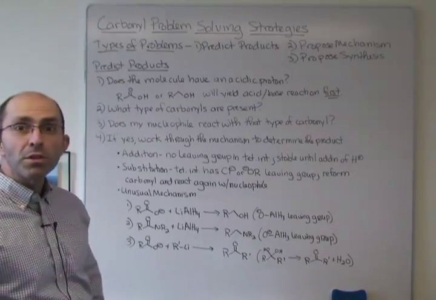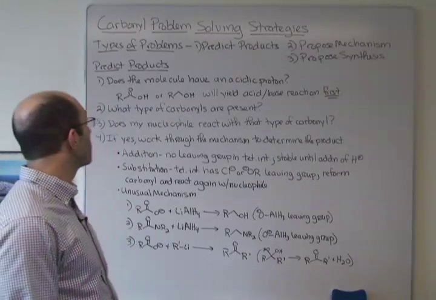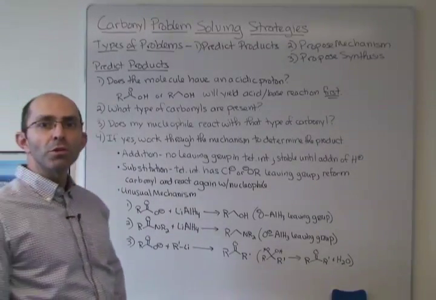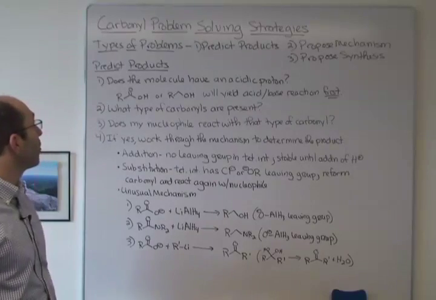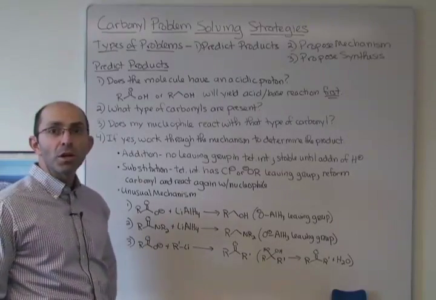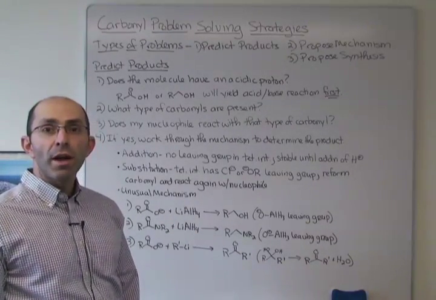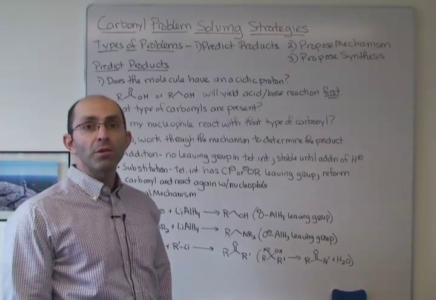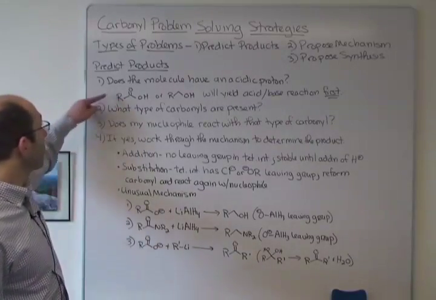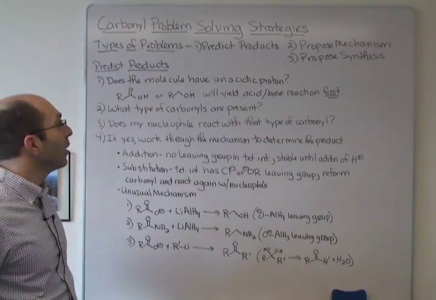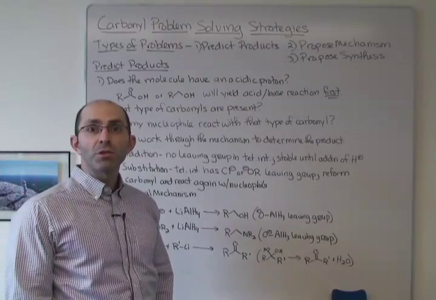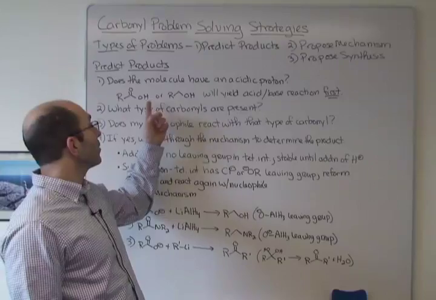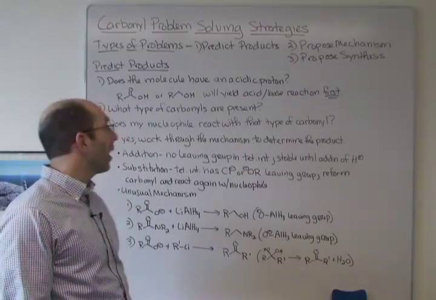What I want to start with is how you predict the products, what strategy we use for that. All right, so here are four steps that I hope you would work through as you're doing these types of problems. Number one, does the molecule have an acidic proton? Always look for this first. Acid-base reactions are going to happen faster than carbon-carbon or carbon-hydrogen bond formation. So if you have a carboxylic acid or an alcohol, you're going to get an acid-base reaction first. So don't forget to look for that. You'll get deprotonation of these things before anything else will happen.